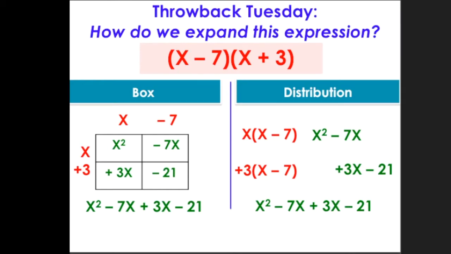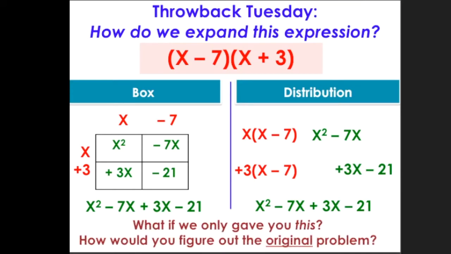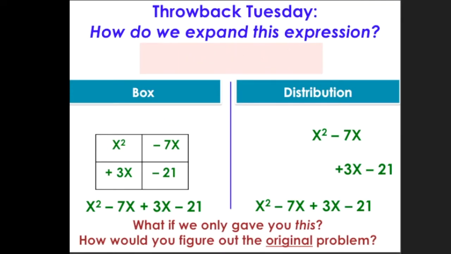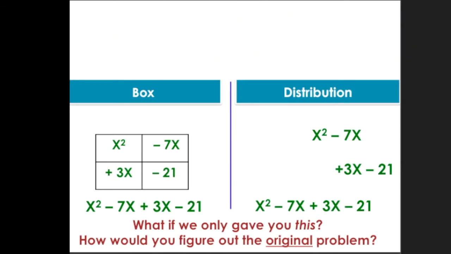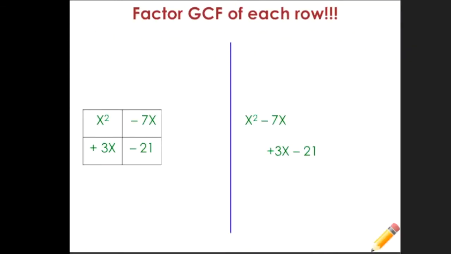Now, today we're talking about something different, but very similar. What if we only gave you this information, just the information in green? How would you figure out what the original problem was? Well, that's what we're going to talk about today. So, the method to do that is to factor the GCF of each row. So we're doing the same process that we did yesterday, but now we're going to split it up into two different problems.